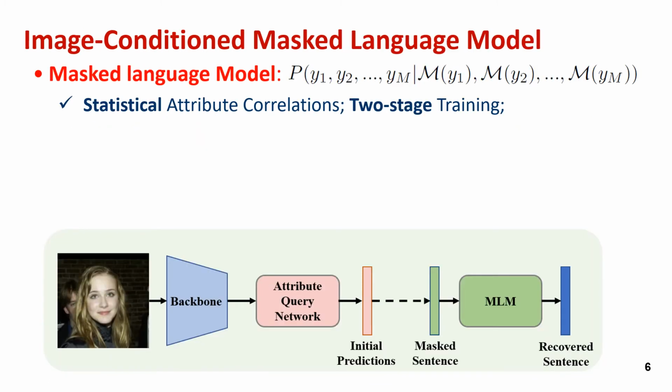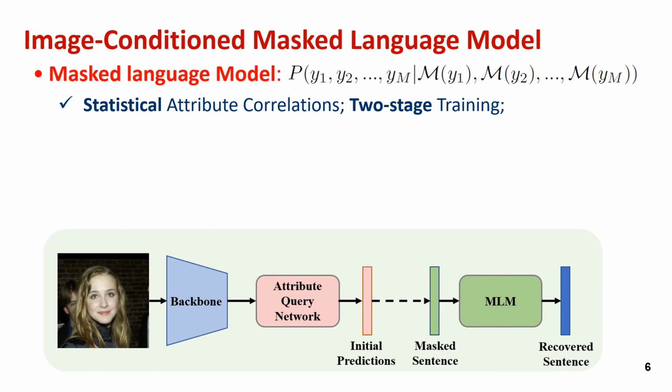Our experiments found that the masked language model still can't improve the performance. The reason is that masked language model captures the word co-occurrence by constructing this task. Here I use M to denote the random masking operation. It leads to two problems. The first problem is that masked language model only captures statistical attribute correlations. The second problem is that masked language model and attribute query network cannot be jointly trained.